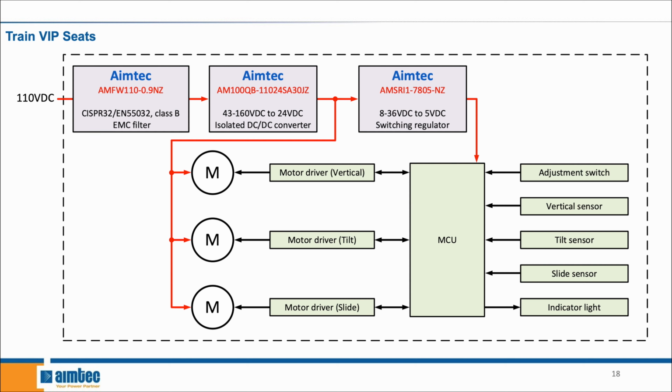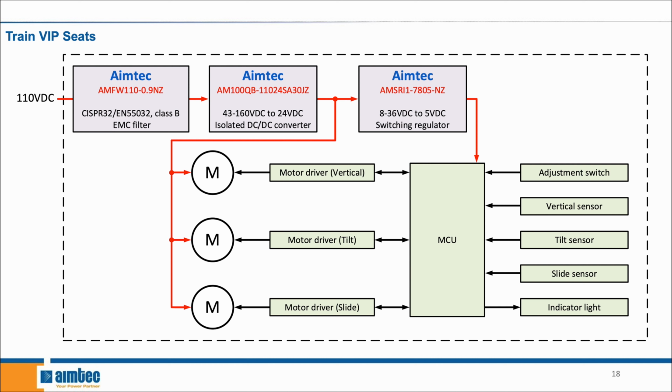These VIP seats are seats found in high-end cabins. Each seat requires an independent control system to control its position. The below seat control diagram uses a similar power solution as the bogie monitoring system. An AMFW110 is placed at the input of the system to provide the necessary EMC protection. An AM100QB is used as the main converter to convert the 110 volts down to 24 and powers the seat motors directly.